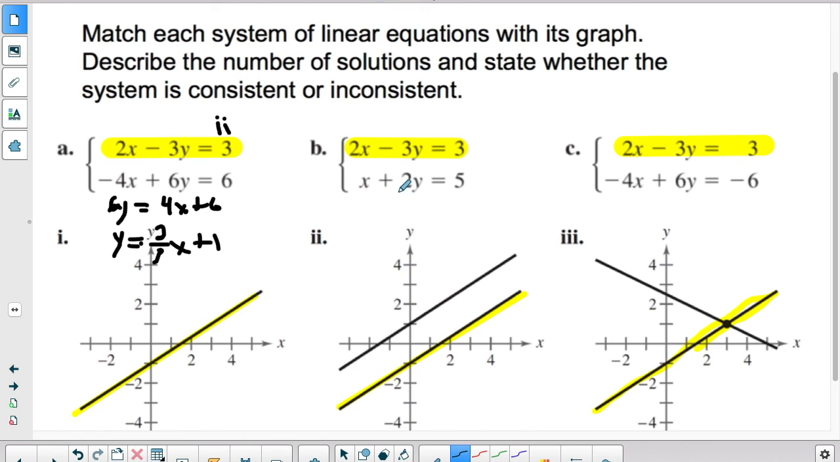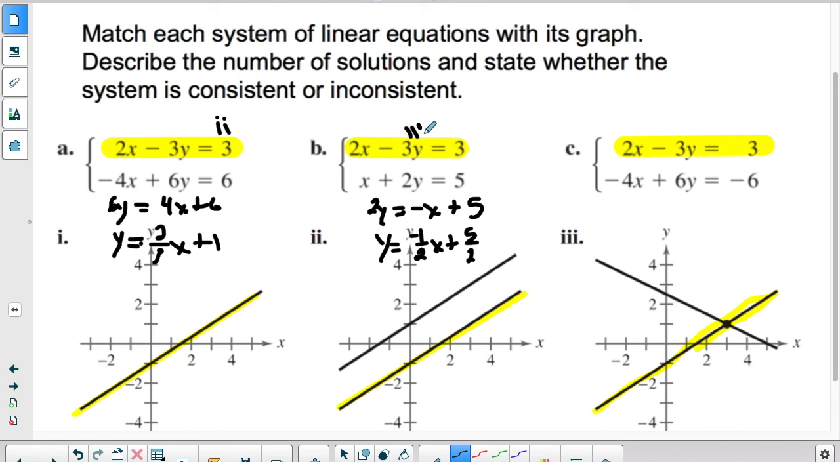Now if we look at the second one here, I can subtract x and we get 2y equals negative x plus 5. Then we can divide by 2 and I get y equals negative 1/2 x plus 5/2. Now it's going to work out to be this one here because our negative slope means that it's going down as we go from left to right. It will be decreasing, and this is the only one where it will be decreasing.